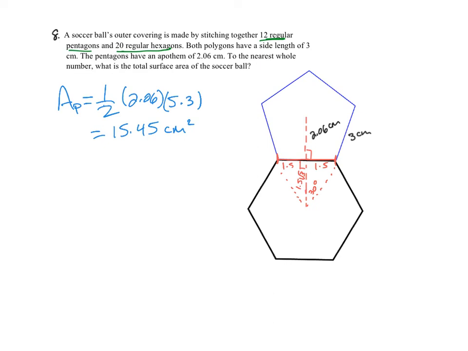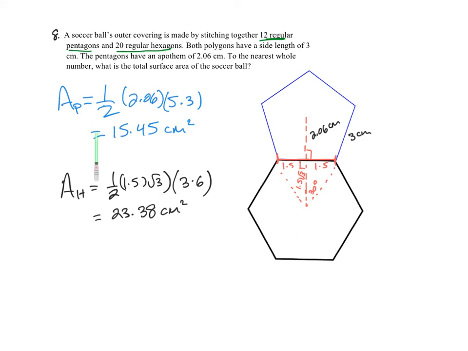So the area of the hexagon is 1/2 of 1.5 square root of 3 times 3 times 6. Remember that one side is 3 and there are 6 sides, so the perimeter is just 3 times 6. So that means that the area of each hexagon is 23.38 centimeters squared.